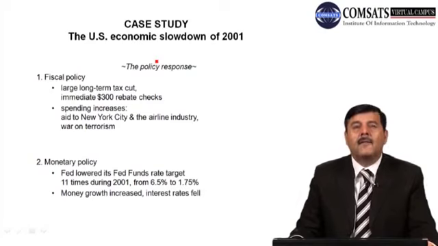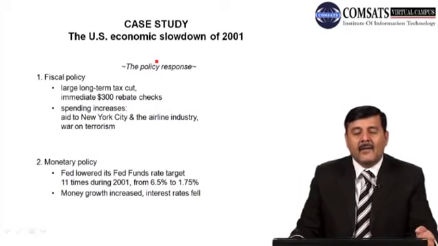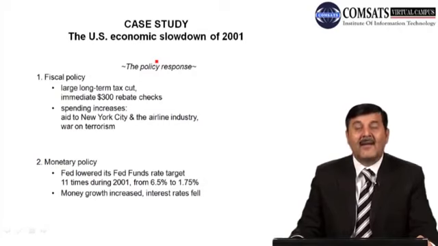Number one, fiscal policy. The government adopted fiscal policy, and there was a large long-term tax cut. Immediately, $300 rebate checks were given to consumers. Number two, government spending was increased. Aid to New York City and the airline industry was given because of the war on terror.